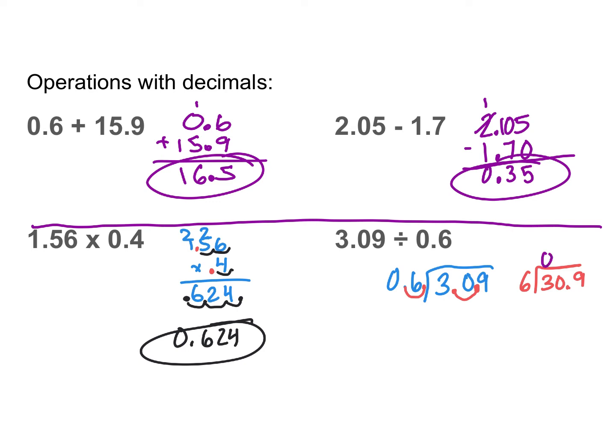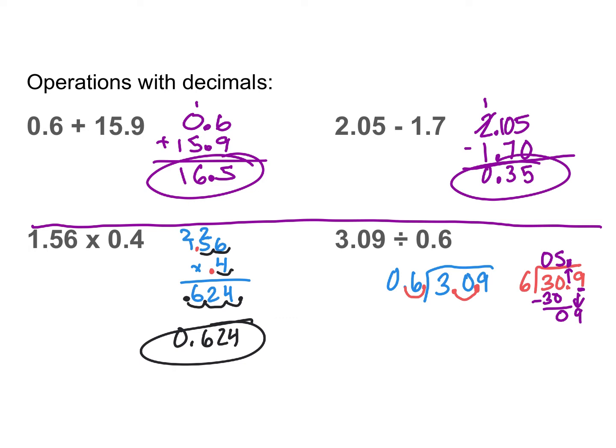6 does not fit into 30, but 3, but it does fit into 30 5 times. 5 times 6 is 30. Subtract, I get 0. Now I'm not done because there's still a 9 here, and I need to still use the 9, but before I do, I'm going to bring the decimal point up when I get to it in the problem. Bring down the 9.